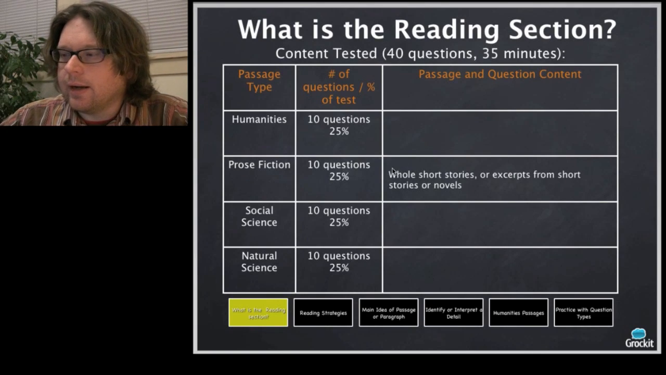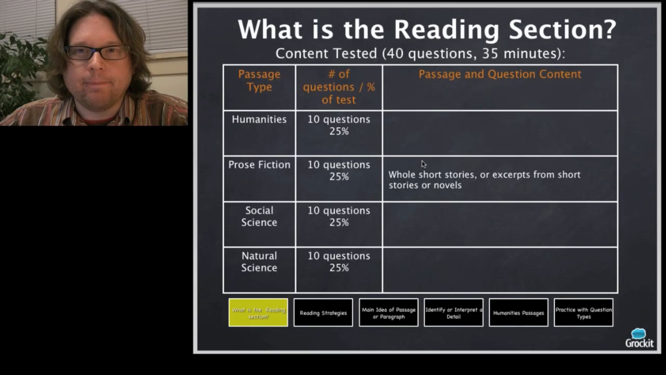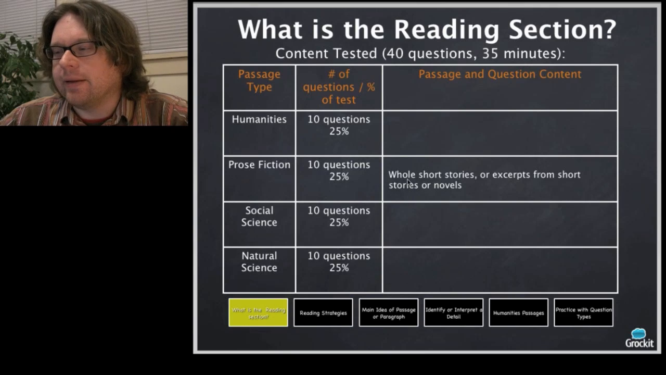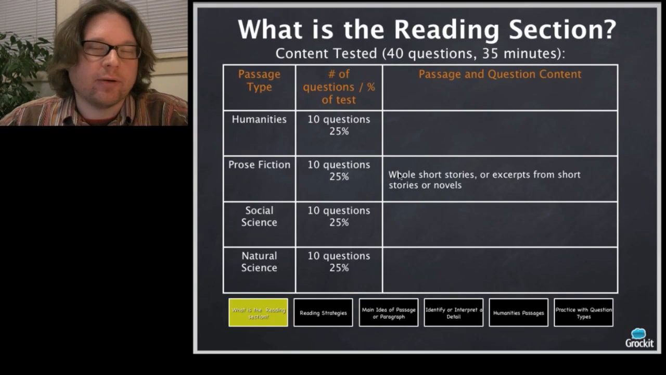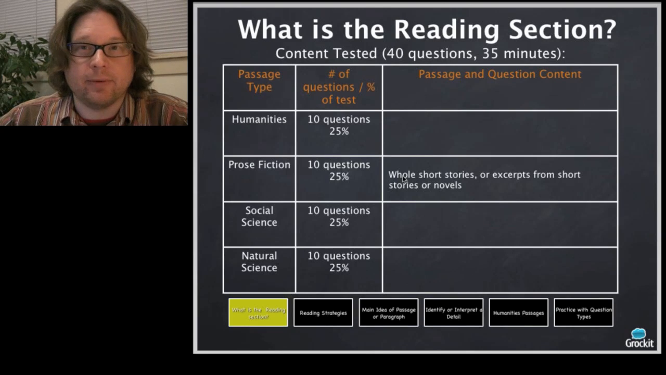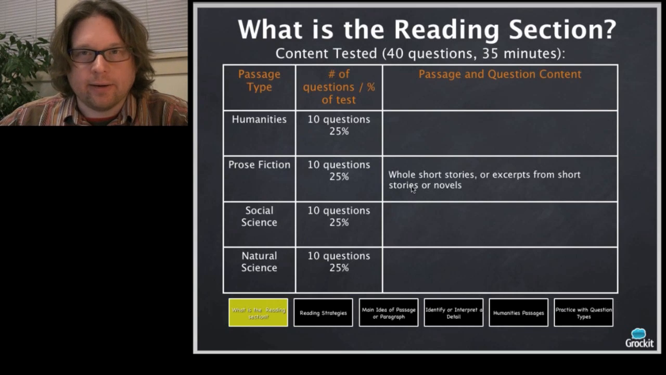Prose fiction, then, there'll be whole very short stories, or excerpts from longer short stories or novels. No poetry. So that's why it says prose fiction as opposed to poetic fiction. So these are entirely works of fiction, whereas humanities may be first-hand accounts of certain things that happen, people talking about their life story, seeing some historical event that they witnessed. Whereas prose fiction, they made it up out of their heads.